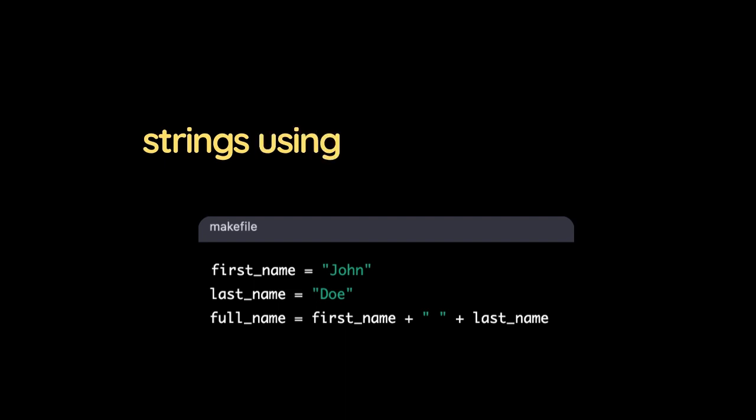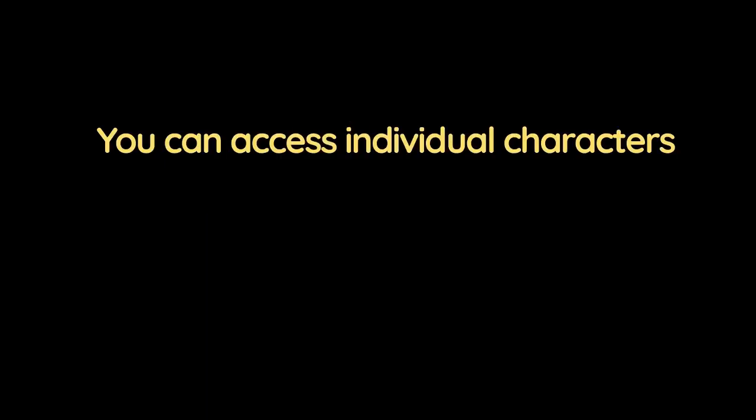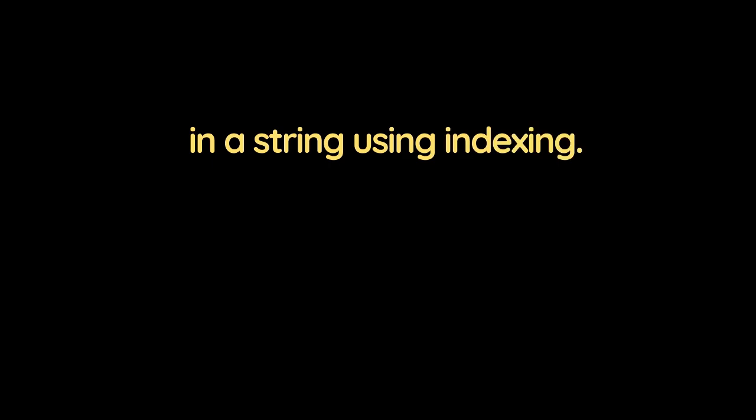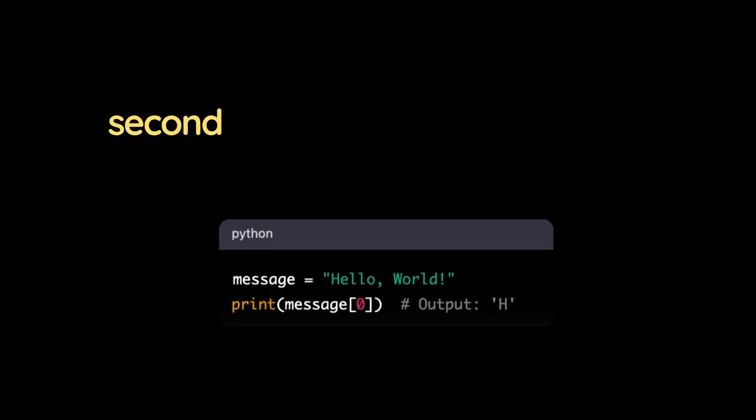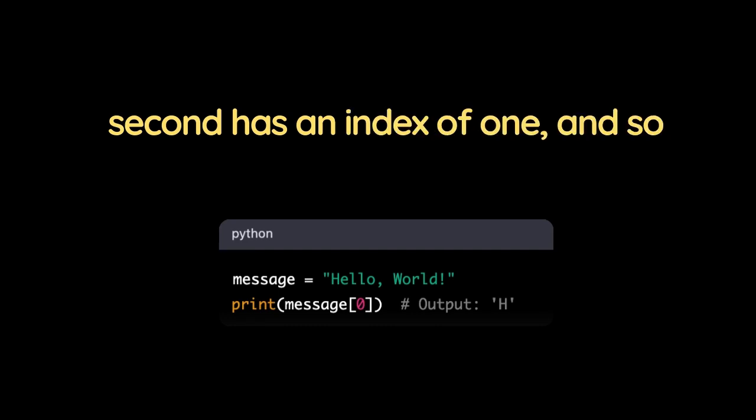For example, you can concatenate two strings using the plus operator. You can access individual characters in a string using indexing. The first character has an index of 0, the second has an index of 1, and so on.